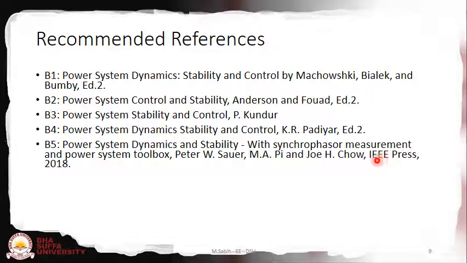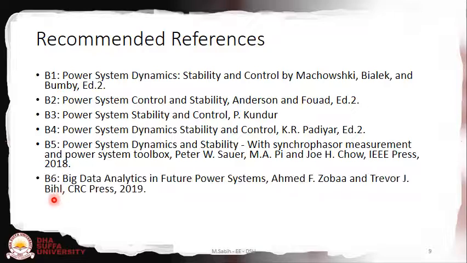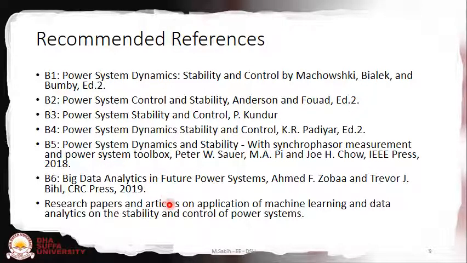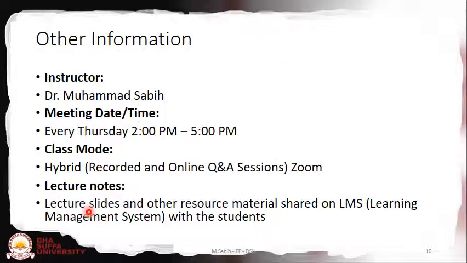It's a recent one from IEEE Press in 2018. And the sixth book is about big data analytics in future power systems by Ahmed and Trevor in 2019. And of course, all these topics or books will be supported by some research papers and articles, not limited to machine learning and data analytics on stability and control, but also in other topics as well. We will explore some research.